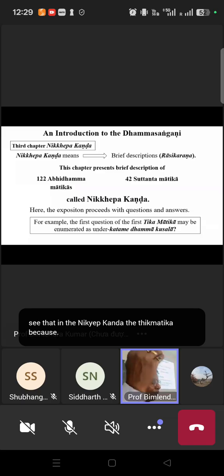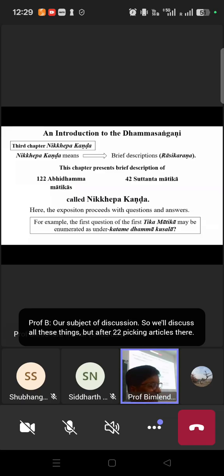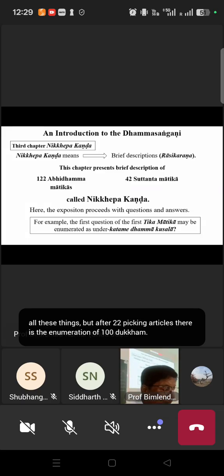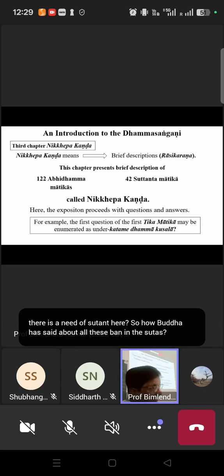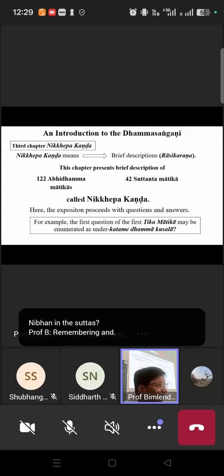But after the 22 Tikamatikas, there is the enumeration of 100 Dukamatikas. And after the 100 Dukamatikas, there is the enumeration of 42 Suttantamatikas, which are based upon the Suttanta. Why is there a need of Suttanta here? So, how the Buddha has spoken about all these Chitta, Chetasika, Rupa and Nibbana in the Suttas, the Acharyas remembered, and they have been put in the form of Matikas in the Suttantamatika, which are 42 in number.